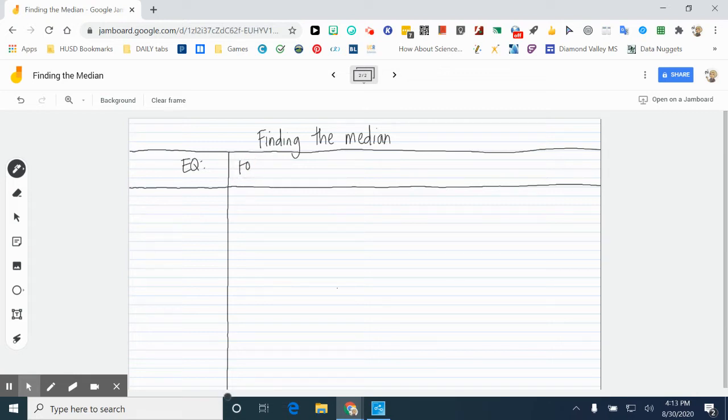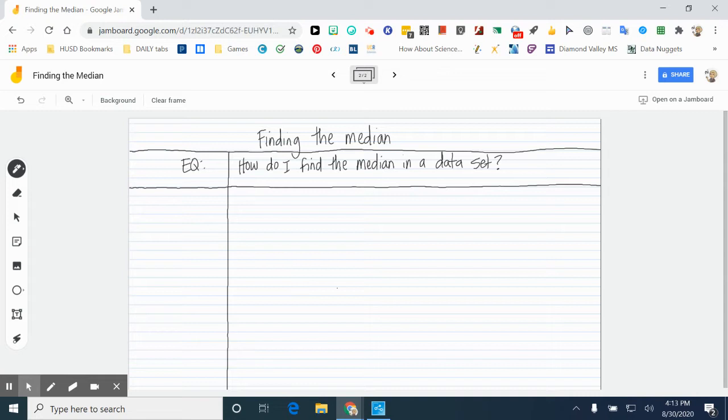So I'm going to write, how do I find the median in a data set? Data set just means you've collected all your data, you have all these numbers, it's a set of data.